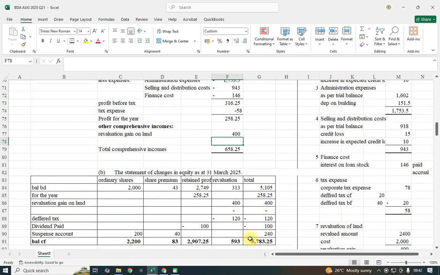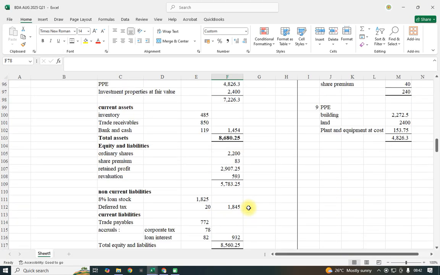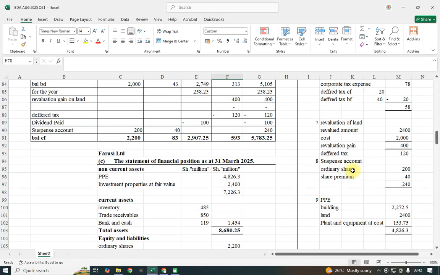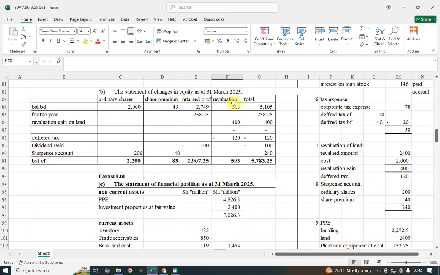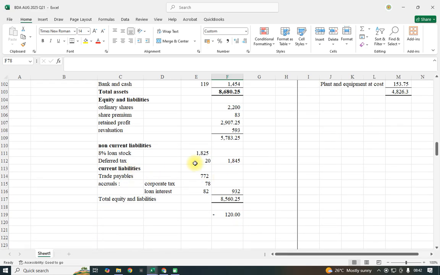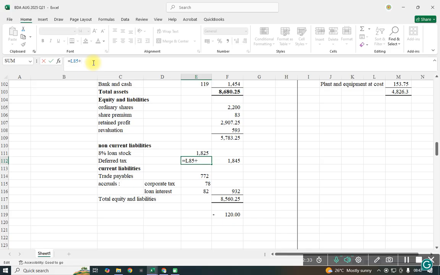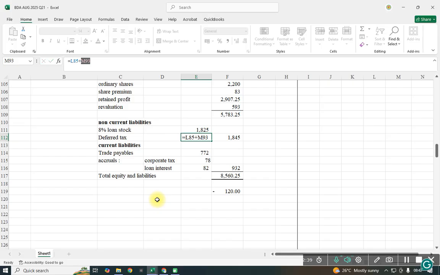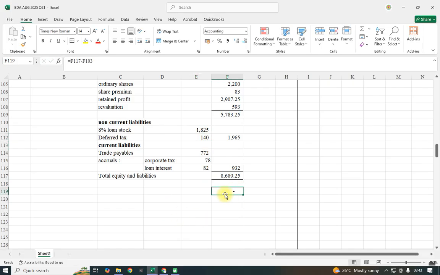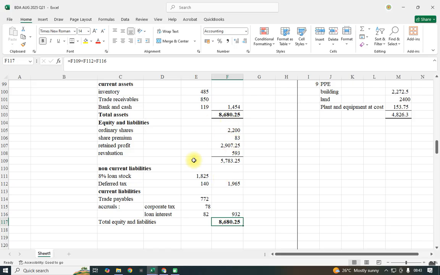And the other thing for the deferred, you'll find that now the difference will be 120. The deferred tax on land, the 120, you shall come and add this 120. The deferred tax, already we have accounted for it under the revaluation, but double entry, it will increase our deferred tax. We shall increase it by that 120. And you'll find that when we do that, it will be able to balance at 8680.25. So that's how that question was supposed to be done, at least within 40 minutes.